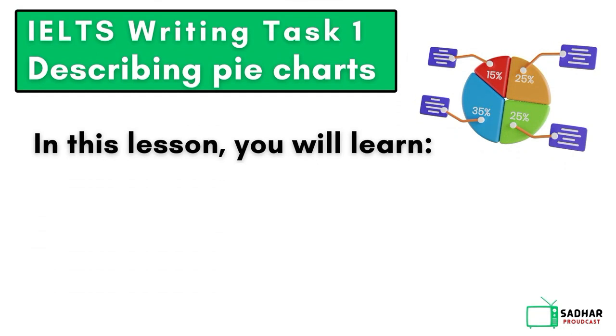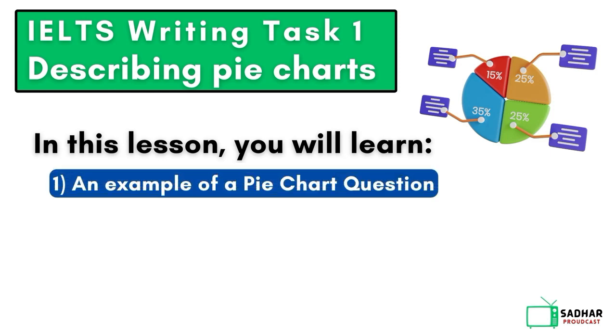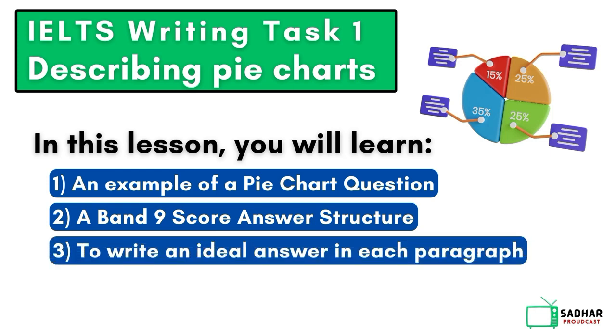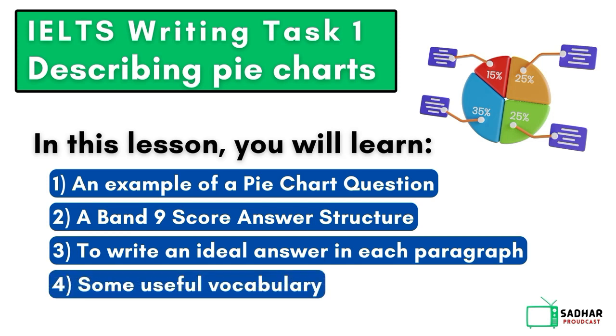In this lesson, you will learn a couple of things. Number one is an example of a pie chart question. Number two is a band 9 score answer structure. Number three is to write an ideal answer in each paragraph. Number four is some useful vocabulary.